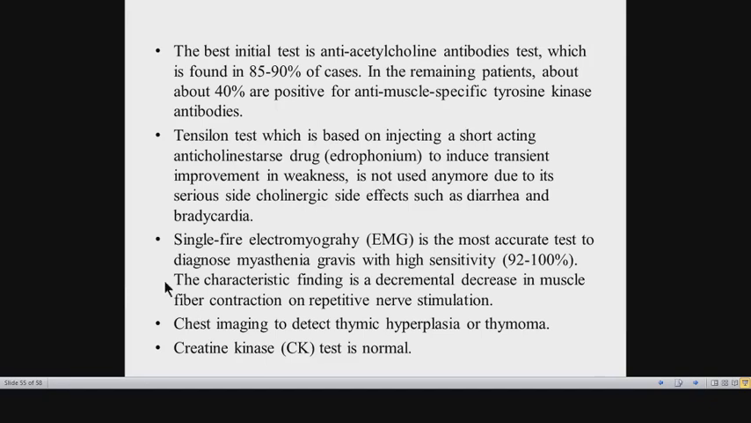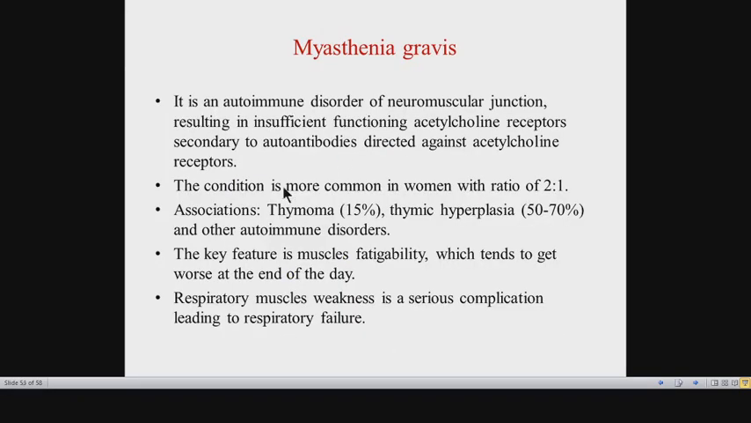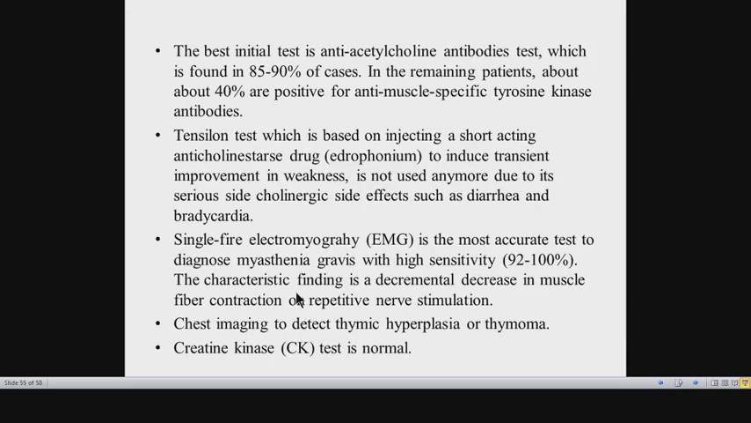Another test which can be also done in myasthenia gravis is chest imaging, chest X-ray and chest CT, because we said myasthenia gravis is associated with thymoma and thymic hyperplasia. So we can detect these two disorders by doing chest CT, for example. And this can give a clue towards myasthenia gravis.